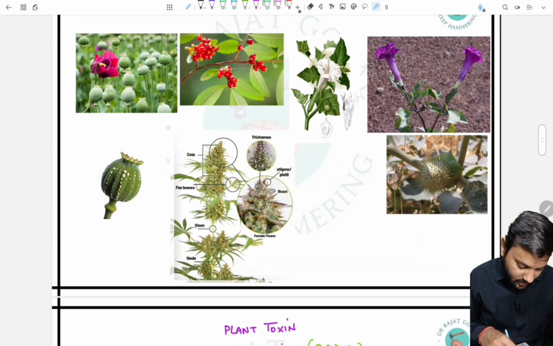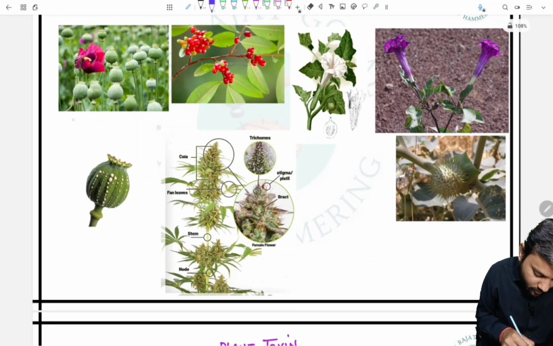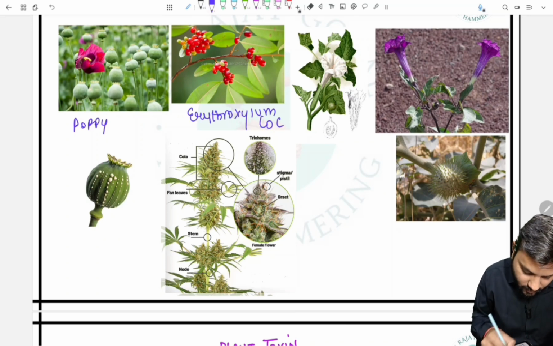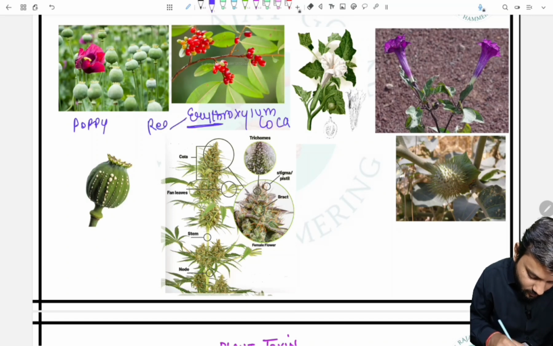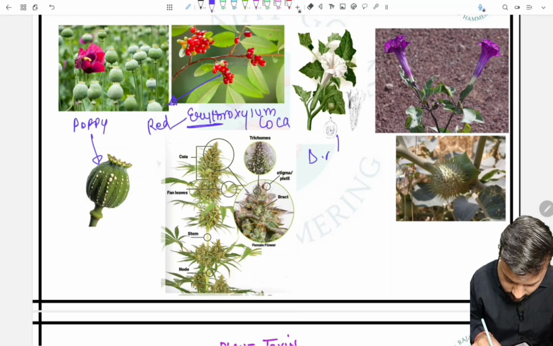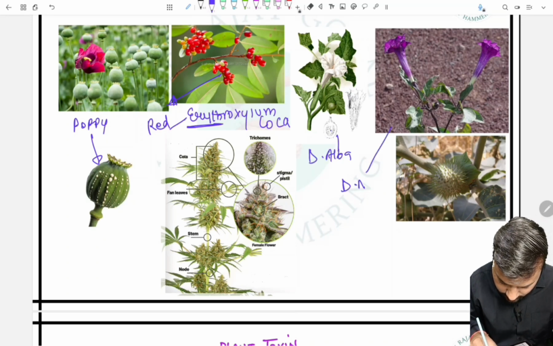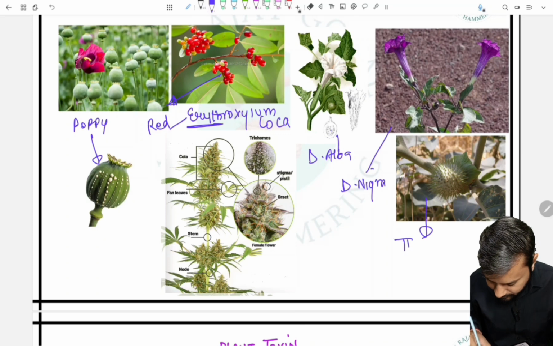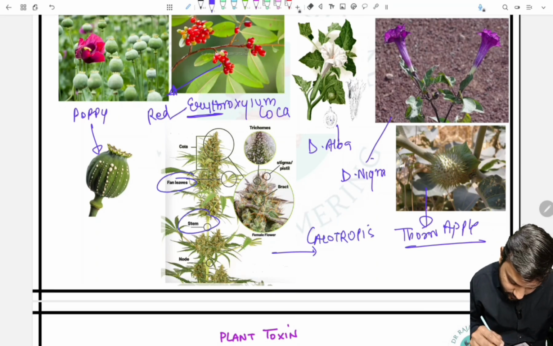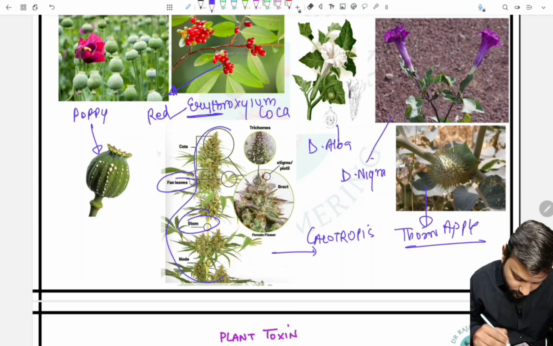So again, we will see all of them. This is the poppy plant. This is the erythroxylum coca. So erythro means red. So this is red. And here we can see Datura alba, Datura nigra, and thorn apple. And this is the image of the calotropis, in which we can see the leaves, stem, and all other parts can be used for making the marijuana.